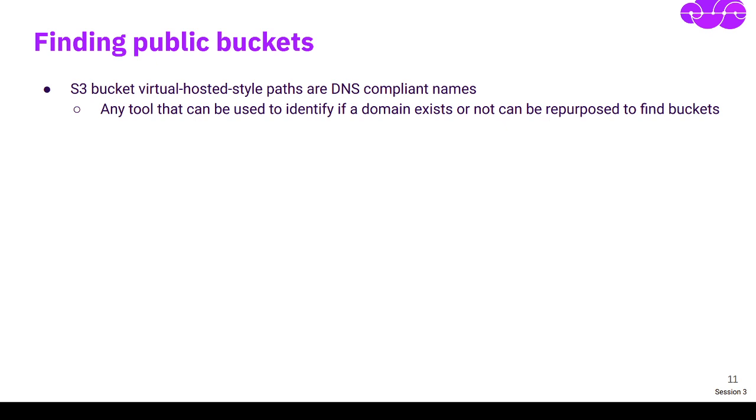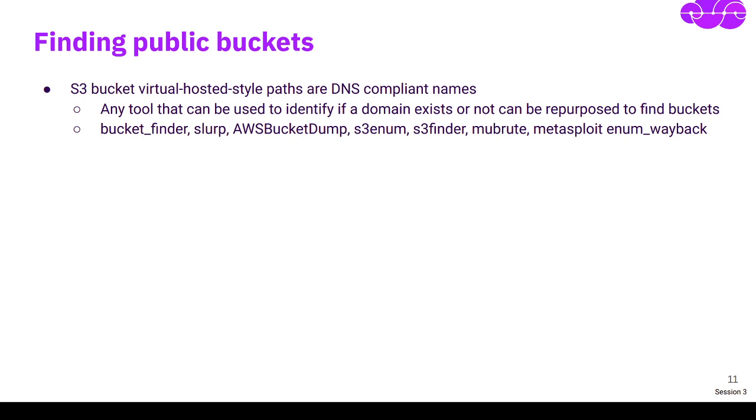A lot of tools that do bucket enumeration are based on this scenario, right? Because S3 virtual hosted style paths are DNS compliant, you can make a GET request. There are tons of tools: bucket finder, Slurp, bucket dump, S3 num, S3 finder, whatever. There's a huge list of these tools available, and a lot of folks who write these tools customize them based on dictionaries, if they're targeting a specific organization, for example. If you're doing bug bounty and you've identified the naming convention of that organization, you create custom dictionaries that have that naming convention.